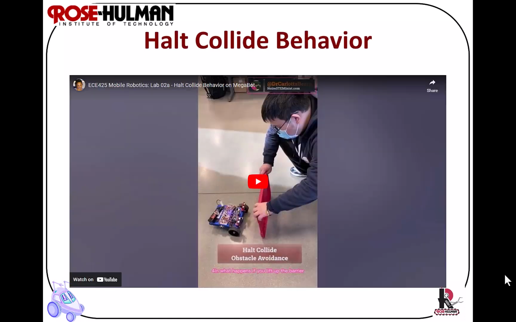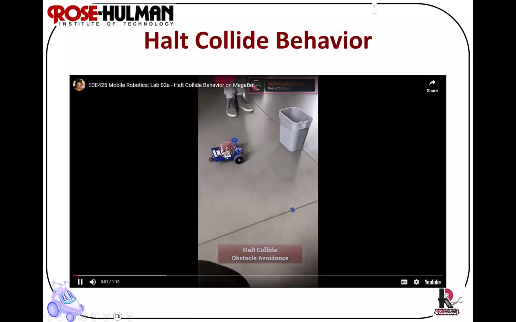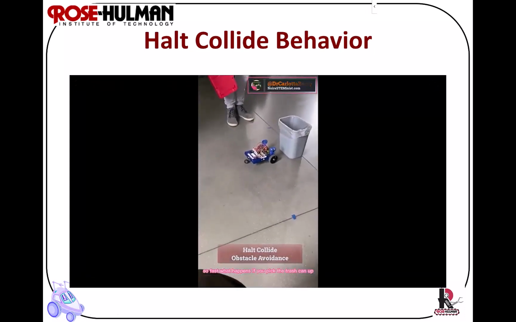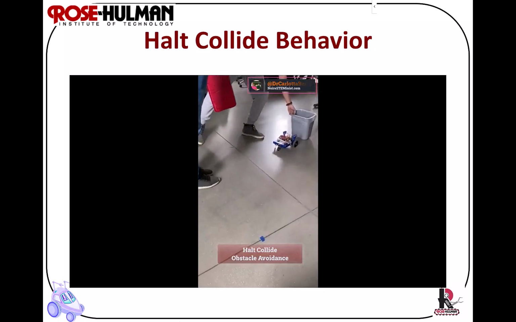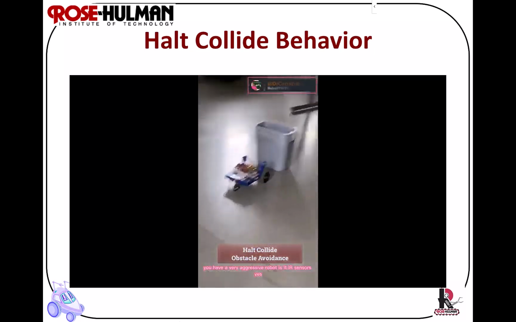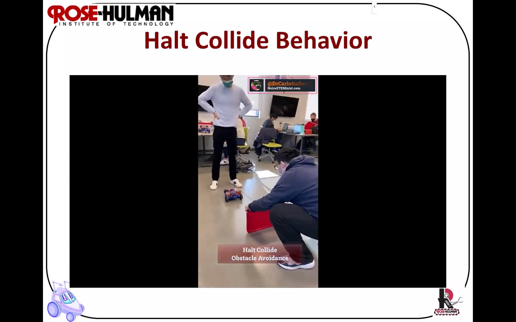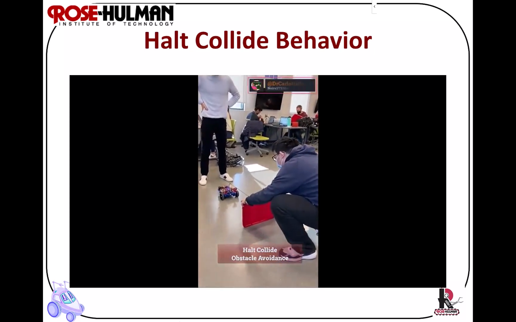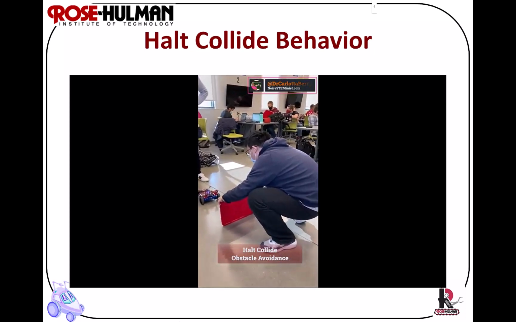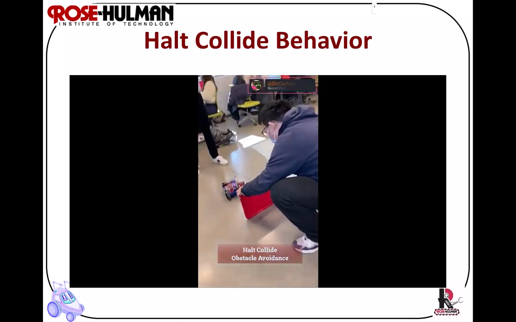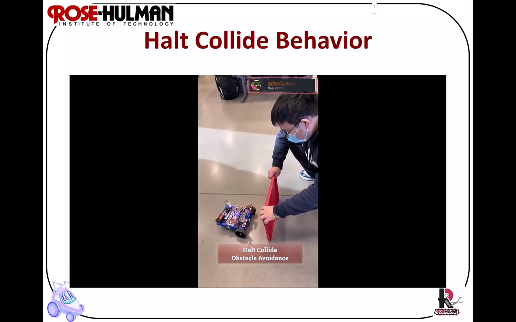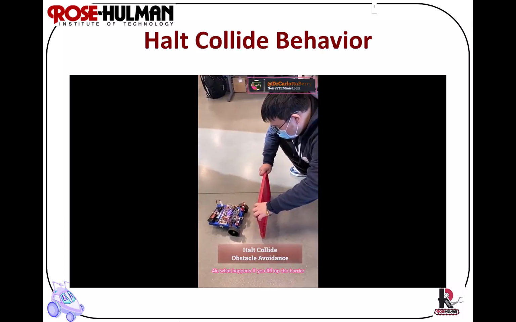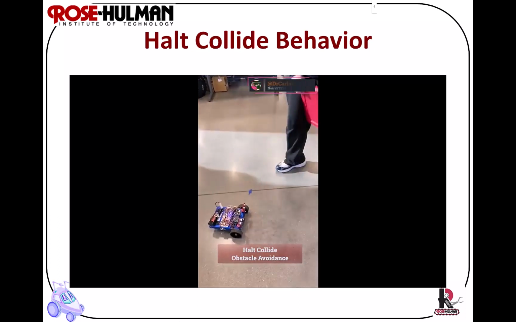Here is an example of a halt or collide behavior. So fast. What happens if you pick the trash can up? It'll keep going. Very good. Trash can down. You have a very aggressive robot. Is this IR sensors? Yes, but I'm just saying it was inversely related to distance. What distance did you stop at? 4 inches. What happens if you lift up the barrier? It will keep going. All right. Good job.